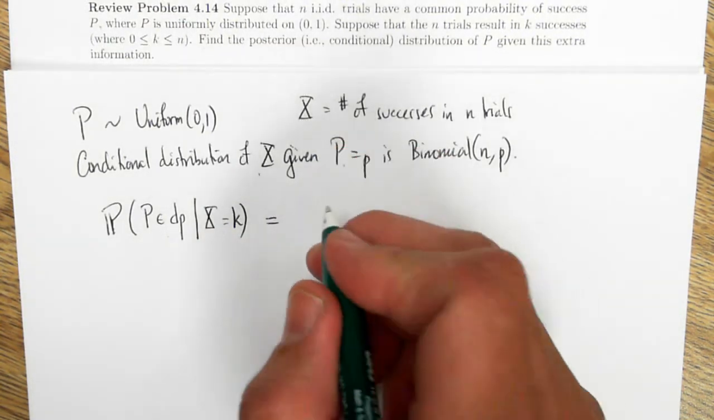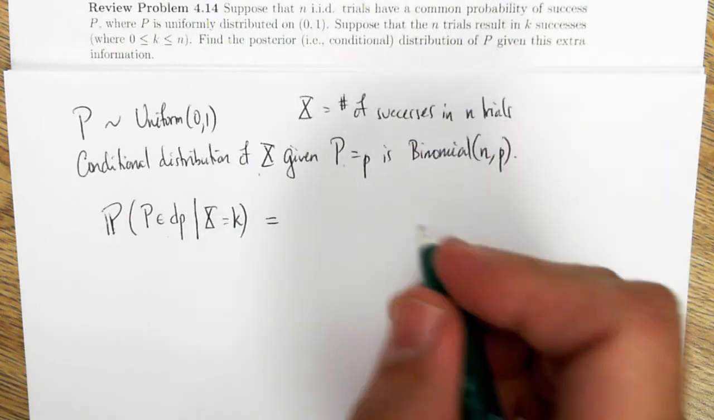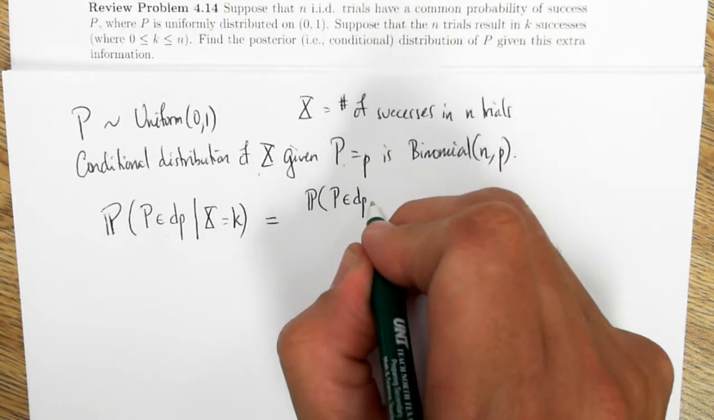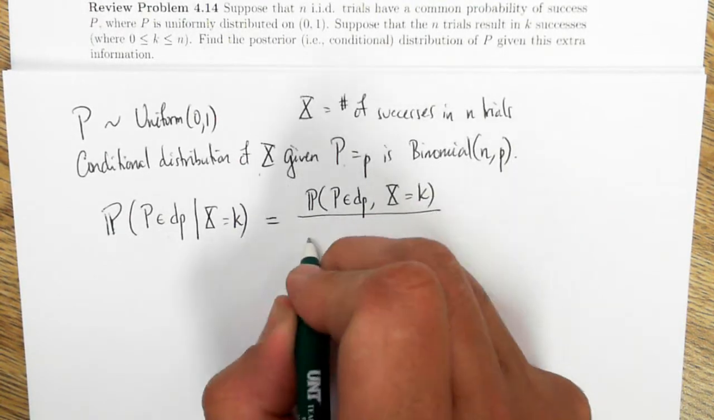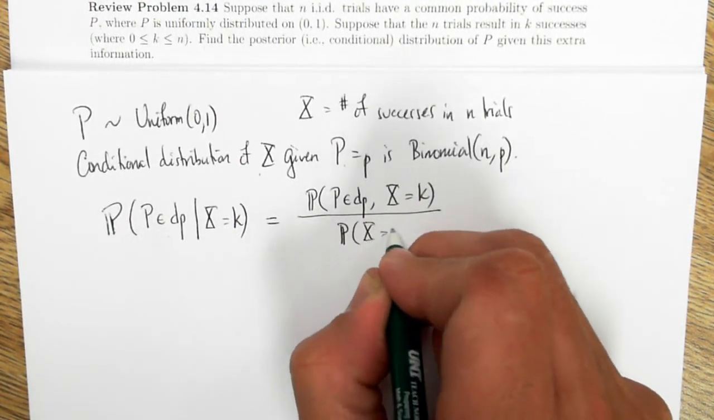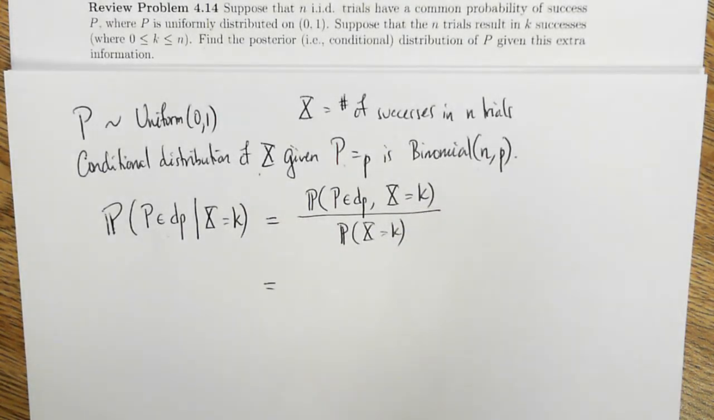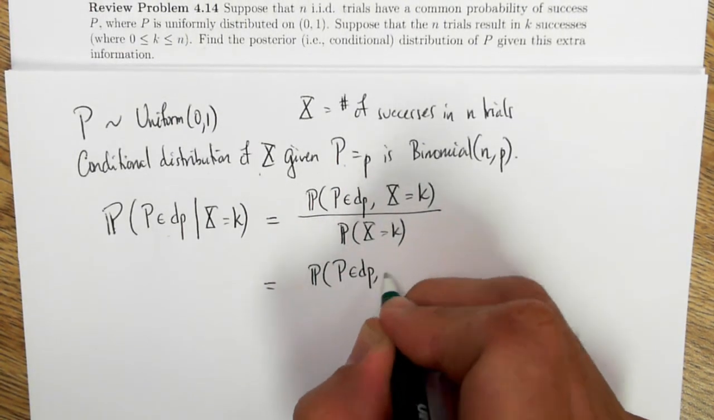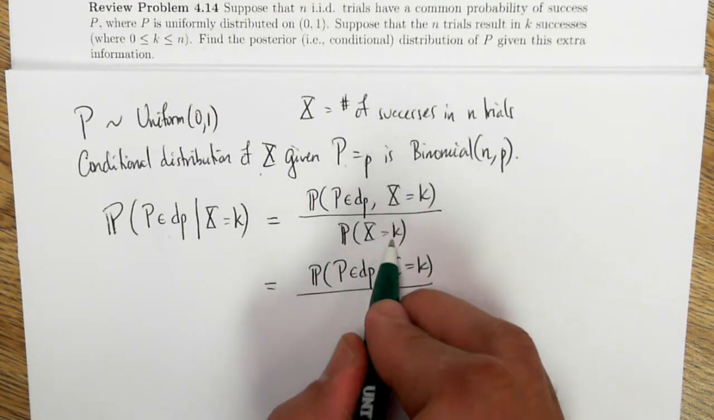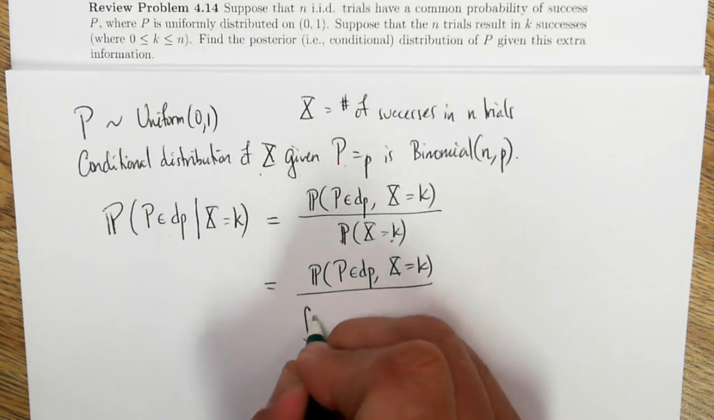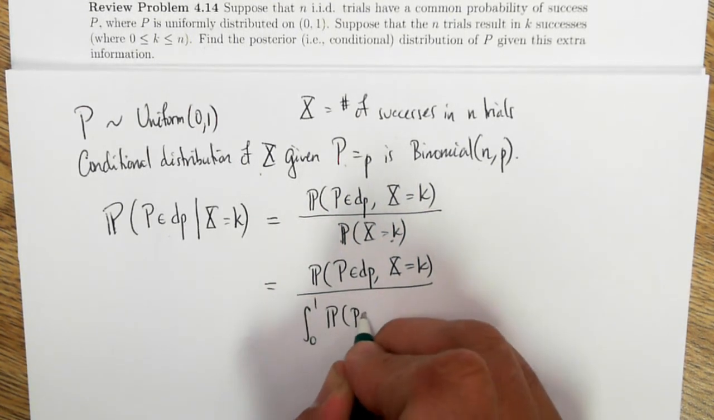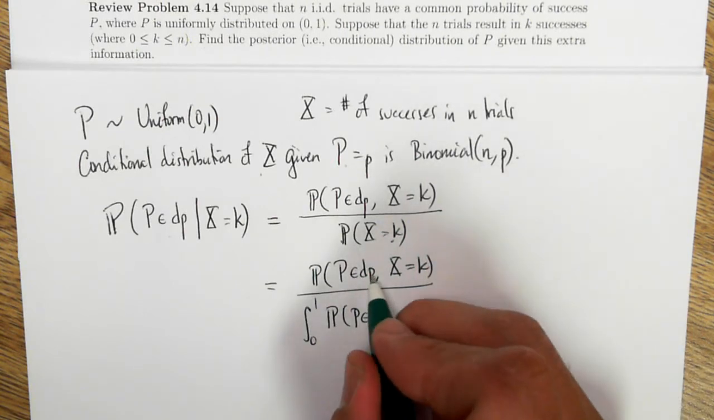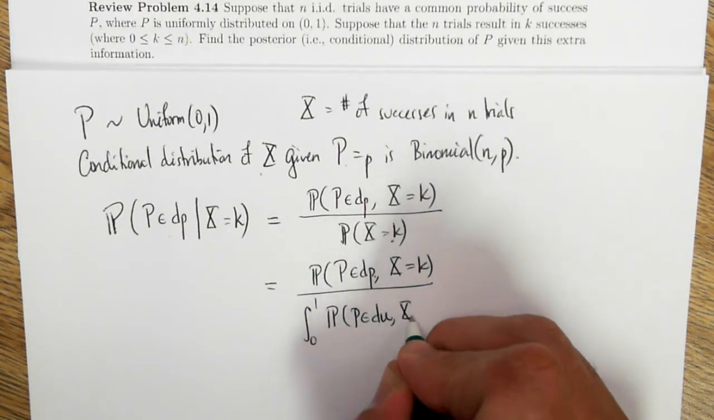So that's the posterior distribution, the conditional distribution of capital P, given that x is equal to little k. Okay, so I will apply Bayes' rule to this, in a couple of steps. There's a formula for this, but I just want to go over how the formula is derived. That's the probability that both events happen, the probability that p is in some interval dp and that x is equal to k, divided by the probability that x is equal to k. Now by the law of total probability, the bottom here can be written as the integral from 0 to 1 of the probability that p is in some little interval du, I'll just use a different letter here instead of p, and x is equal to k.